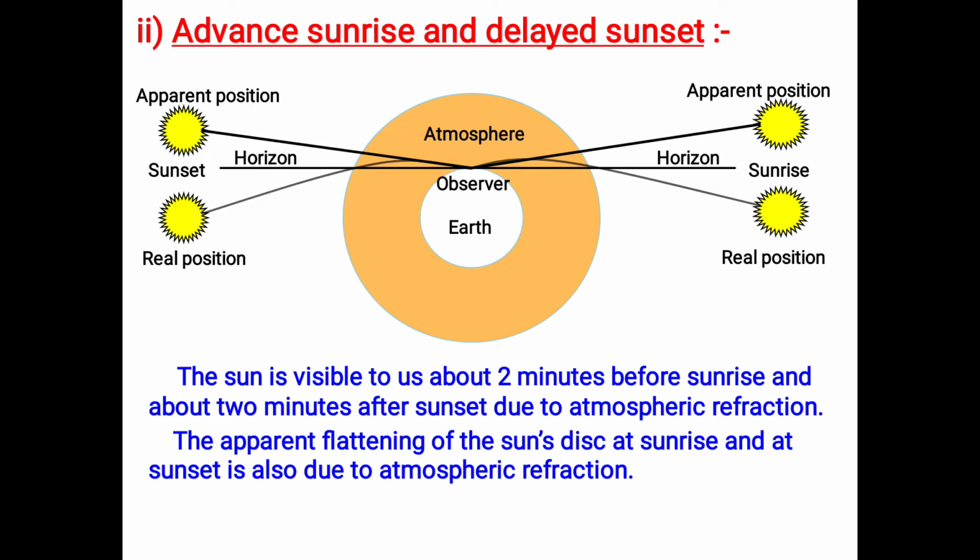Advanced sunrise and delayed sunset. So here we have the apparent position, and here the real position of the sun with respect to the observer on the earth. The sun is visible to us about 2 minutes before sunrise and about 2 minutes after sunset due to atmospheric refraction. The apparent flattening of the sun's disk at sunrise and sunset is also due to atmospheric refraction.